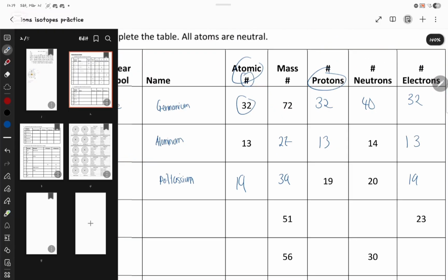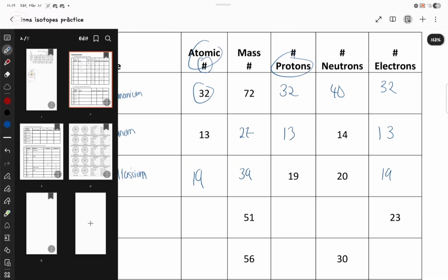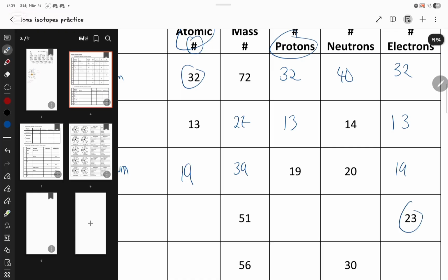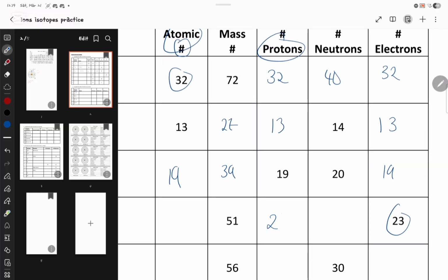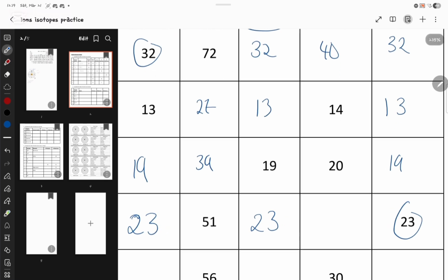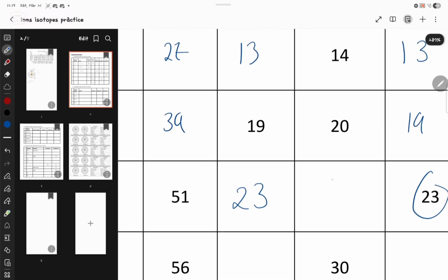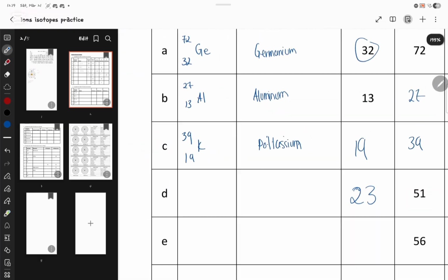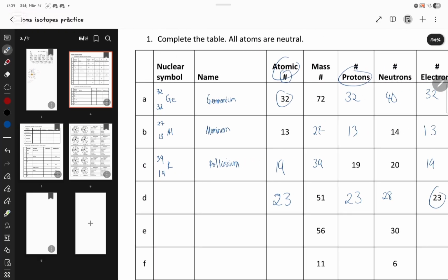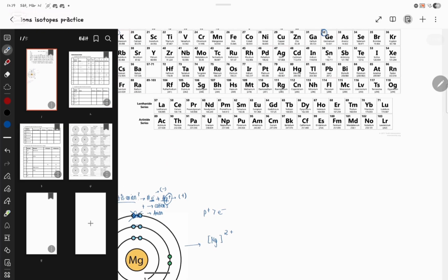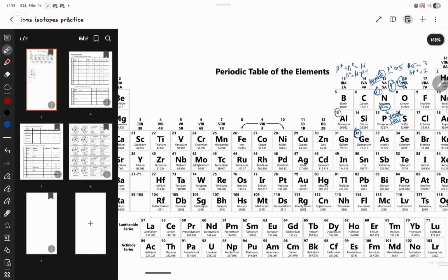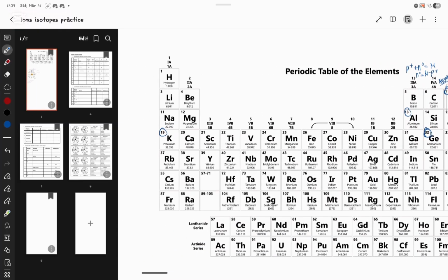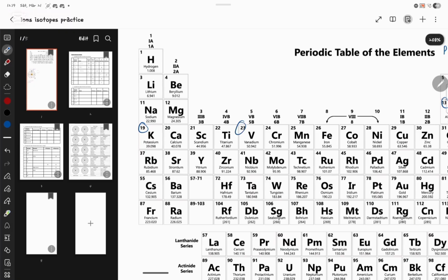Okay, and then mass is 51 and electrons is 23. And we know because electrons are equal to protons, protons is also 23, and your number is also 23. Neutrons is 51 minus 23, which gives you 28. Okay, you scan for the number 23. Where's 23? 23 is vanadium.